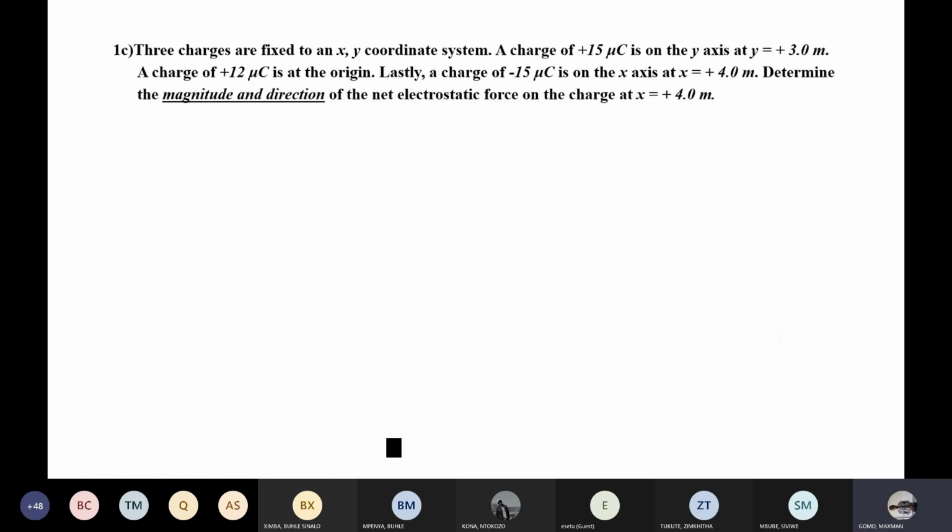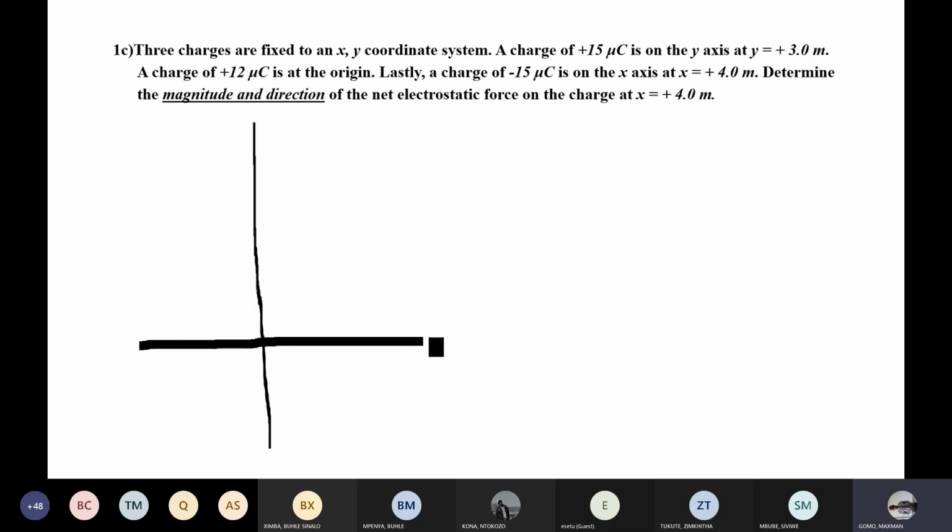3 charges are fixed to an XY coordinate system. A charge of 15 microcoulombs is on the y-axis. So here now, this is the analogy of what we have. You have a Cartesian plane, supposedly something like this. Then they are telling you that a charge of 15 microcoulombs is on the y-axis at y equal to 3. So we are assuming that this is the point where y is equal to 3, and that's where we have our Q, probably Q1.